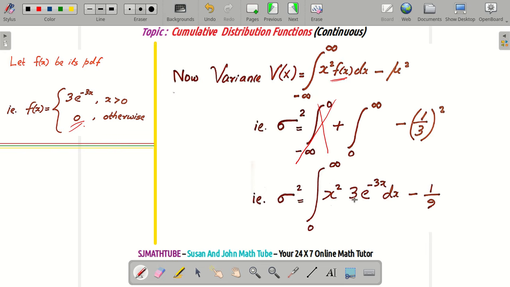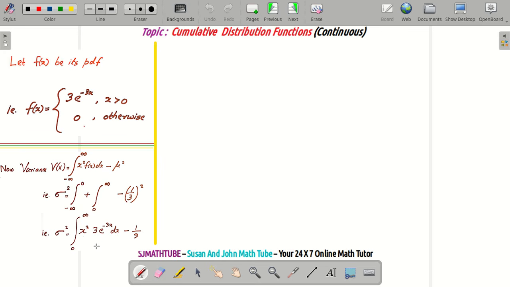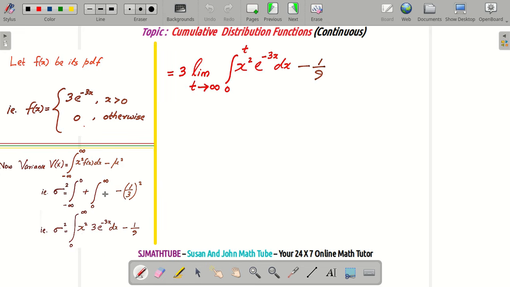Now let's not waste time, so let's move ahead. So as before, you have an improper integral. And when you have an improper integral, you remove the infinity and convert it into a limit. Call it equation number 2.